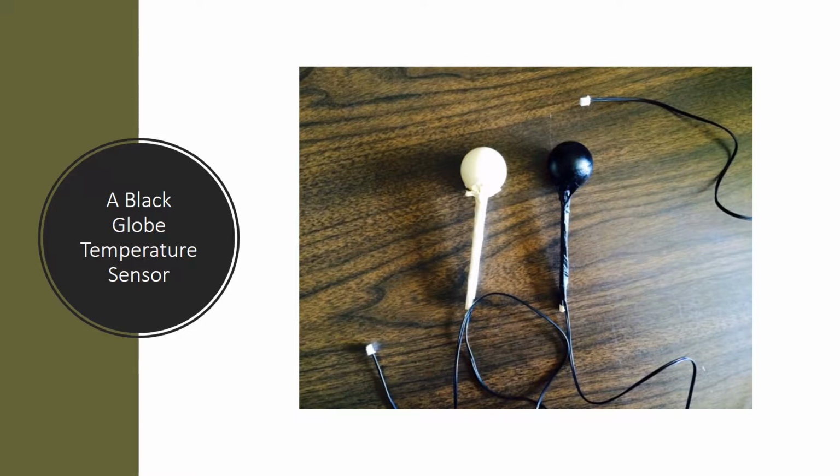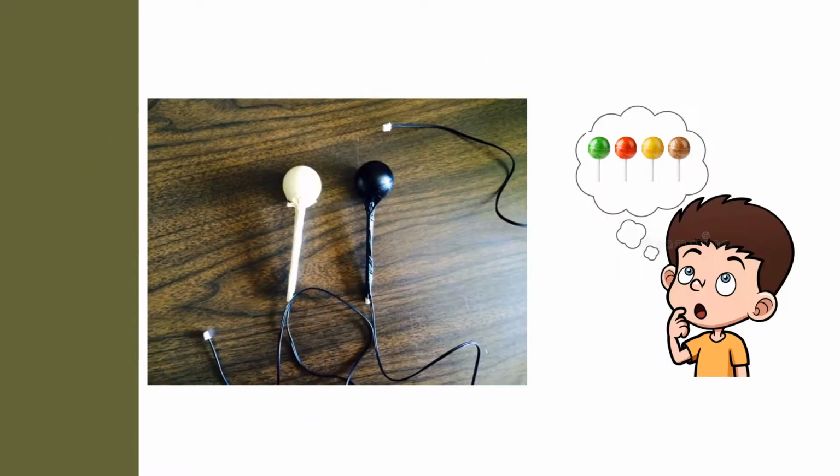I built a black globe temperature sensor which senses the environment using Arduino Uno. My sensor looks like candy, just that the sensor is not colorful. But why is it not colorful? To understand that, let's understand the term black globe temperature and why it is measured.